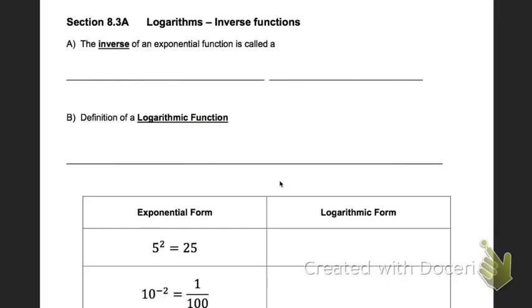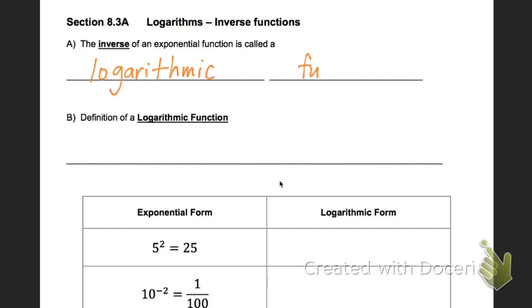We have talked about exponential functions, and all that is like saying a number to the x power, where it's either growing exponentially or it's getting smaller exponentially. If you have a number bigger than 1, it grows. If you have a number smaller than 1, like a fraction, it's decreasing, right? So we're going to look at the inverse of that function. The inverse is kind of like the opposite. The inverse of an exponential function is called a logarithmic function.